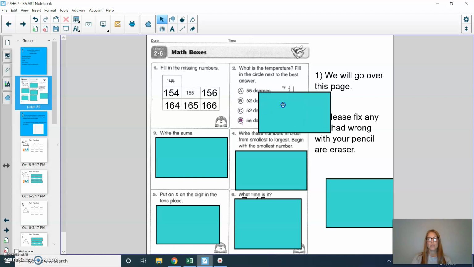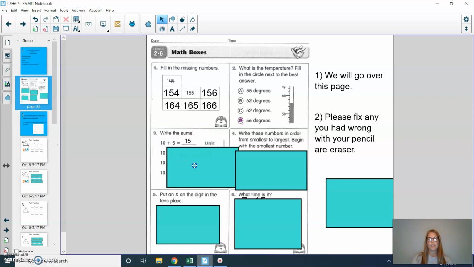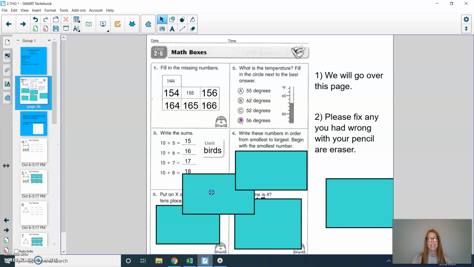For question number 2, what is the temperature? Looking at the thermometer, if I count each of these little dashes, I'd have 51, 52, 53, 54, 55, 56. So I can see that my best choice would be D, 56 degrees. For question 3, write the sums. 10 plus 5 is 15, 10 plus 6 is 16, 10 plus 7 is 17, 10 plus 8 is 18. And I chose to use birds for my unit.